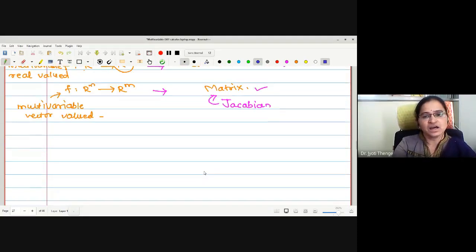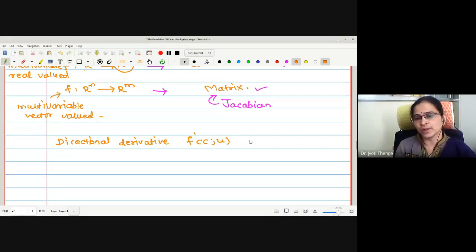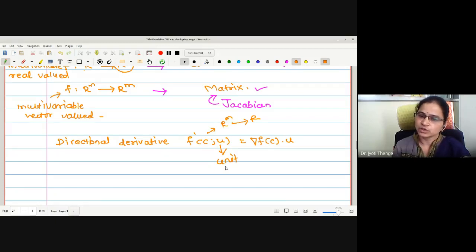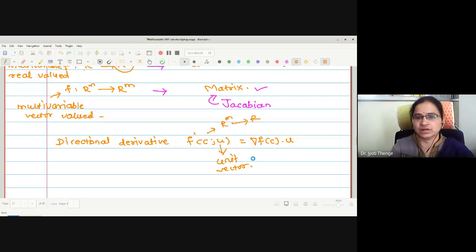Also, we have seen examples to find the directional derivatives. How have we found the directional derivative? F dash of c comma u, this we have found by calculating del f of c dot u. No doubt f is a function of the type Rm to R. And whatever u we are considering here, don't forget to take the unit vector. Don't forget to take the unit vector.